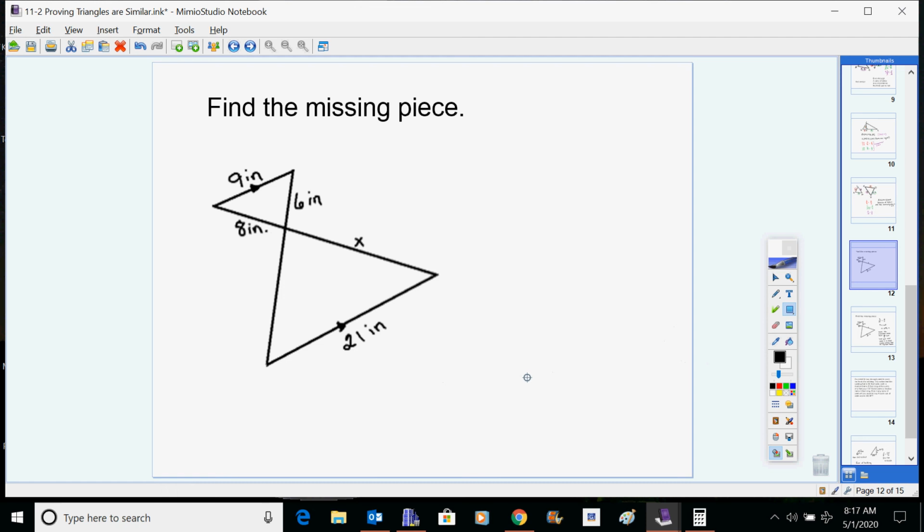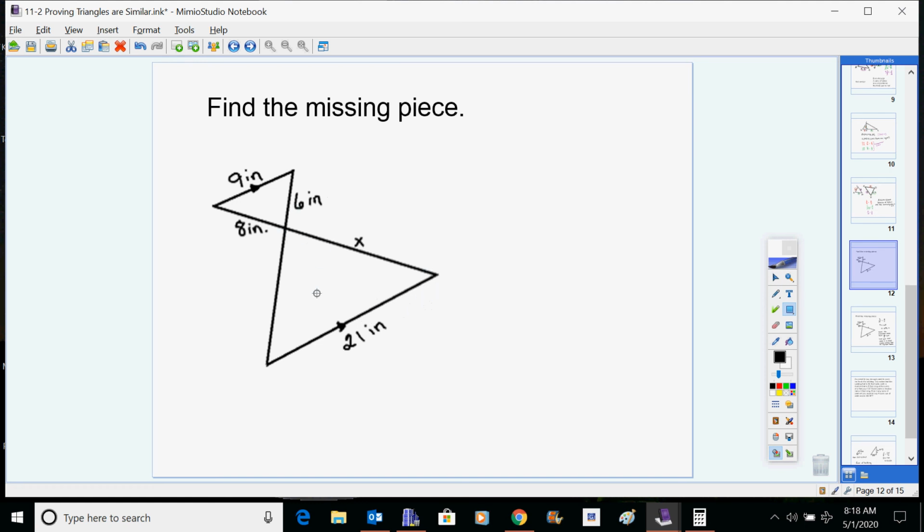So what you need to figure out is which two triangles are similar here. This one is similar to this one, so you have to figure out which piece goes with which piece. Okay? So the 9 and the 21 are kind of the obvious ones that go together. 9 over 21. But which side, the 8 or the 6, would be in the proportional position for the x?